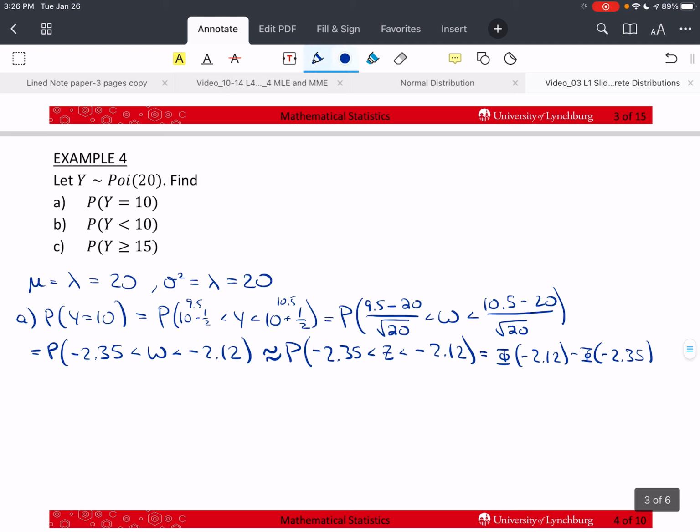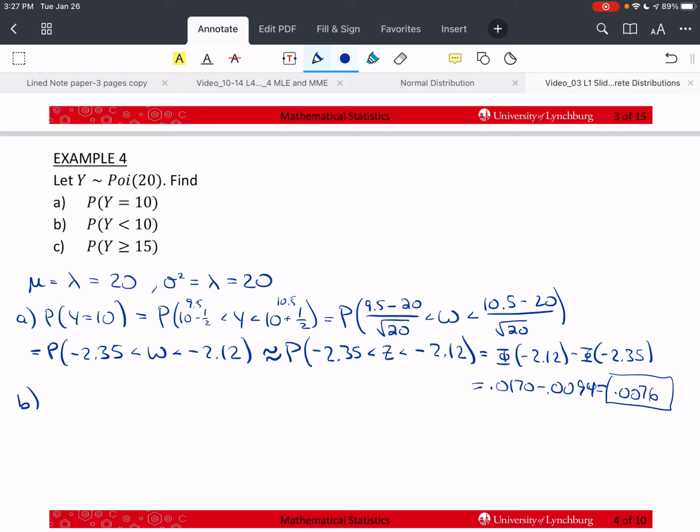And so this is going to equal 0.0170 minus 0.0094 equals 0.0076. That is our value. I haven't calculated the actual value here, but this should be a pretty good approximation, okay? Because n is 20 here, and y is 10, so we should have a pretty good approximation here.